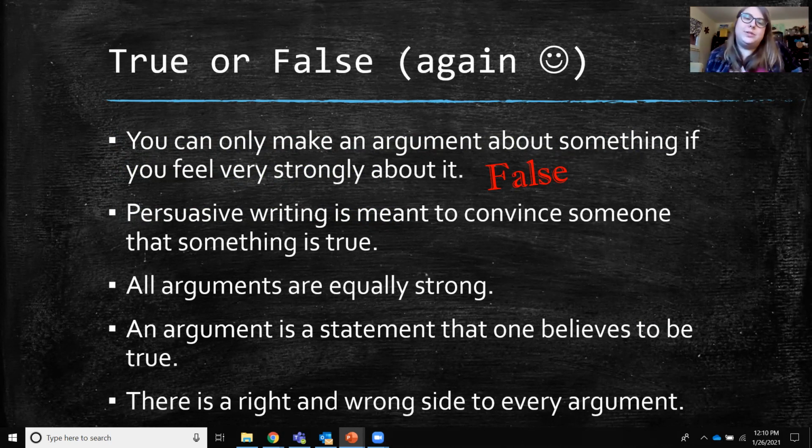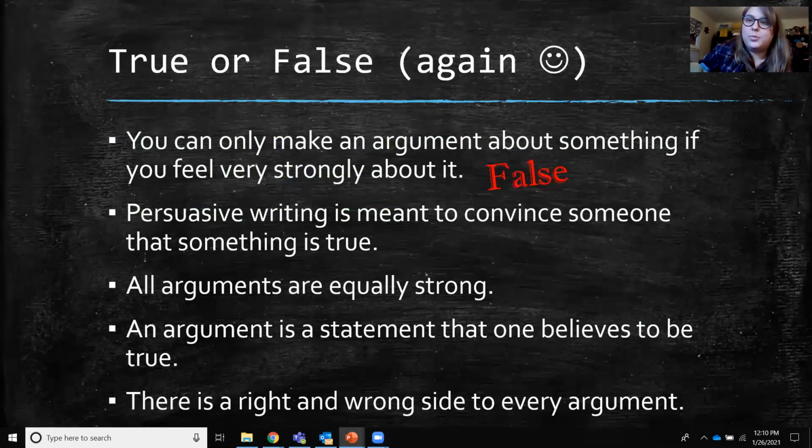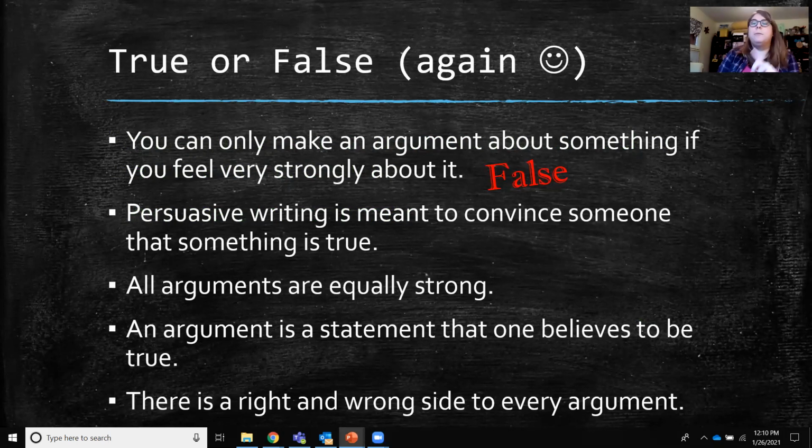Number two, persuasive writing is meant to convince someone that something is true. What did you write? Did you write true or false? This is a true statement. Persuasive and convincing go together. When you try to persuade someone, your goal is to convince them that you are saying the right, correct thing, that your ideas are true, and that you should do, think, or believe like they do. So this is a true sentence.